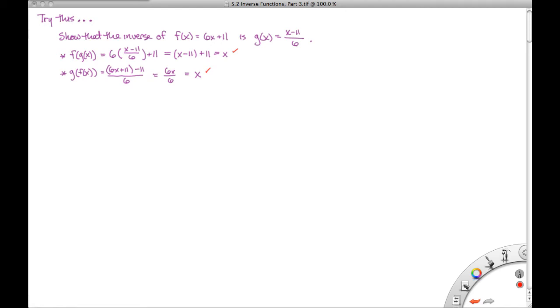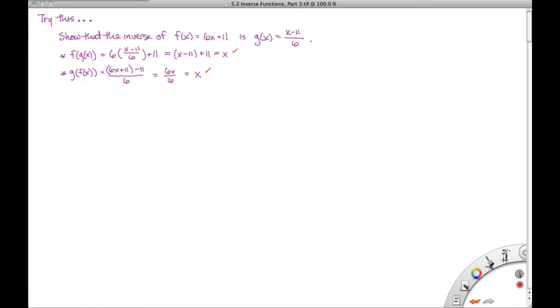So from the last video, this is the work that shows us that indeed f and g were inverse functions. If we compose them together and work out the algebra, in both cases we get x back. So this shows us that we do have inverse functions.